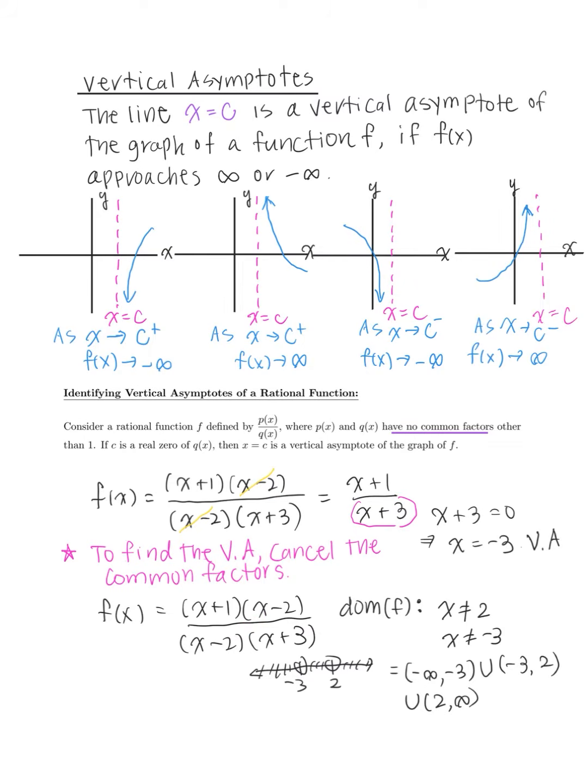Because look, this expression here is what we get after we canceled out x minus 2. So if you're asked to find the domain of x plus 1 over x plus 3, what's the restriction? x cannot be negative 3. And that is the only restriction that we get if we cancel out the common factors. However, in the domain, you do not. Just keep it the way it is.